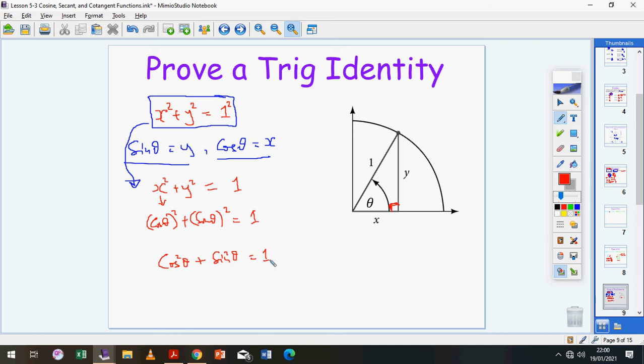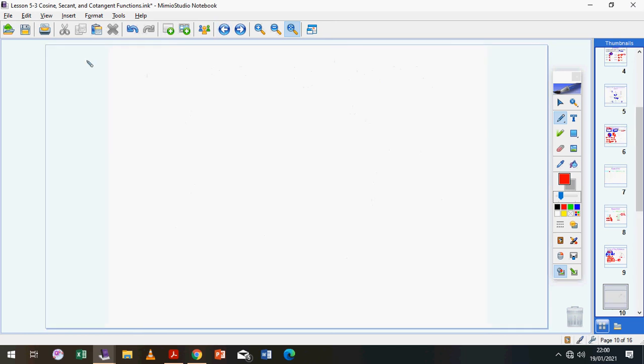This is the first trigonometric identity, and it can give birth to 2 other identities. So there are 3 identities that we're going to talk about. This is the first one. The second and third sometimes are written in a different order depending on what you do first. Let me show you. So the first one is cos squared theta plus sine squared theta is equal to 1.